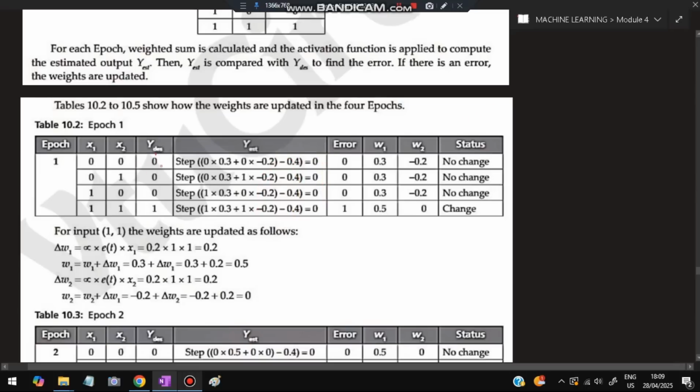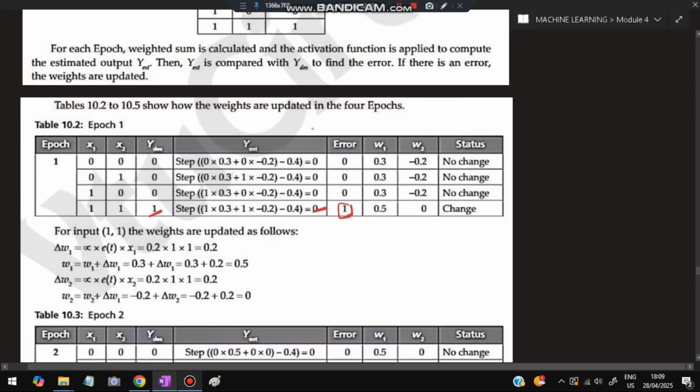Now the desired output here is 0, and I am getting 0 after calculation. That is fine. Here also 0, here also 0, that is fine. Here also 0 and here also 0, that is fine. Here I am getting 0 but I should get 1 here, so that is not fine. How do we calculate the error? Subtract this with this. 0 minus 0 is 0, again 0 minus 0, in both cases it will be 0 only, and here 1 minus 0 will be 1. So the error is 1 here.